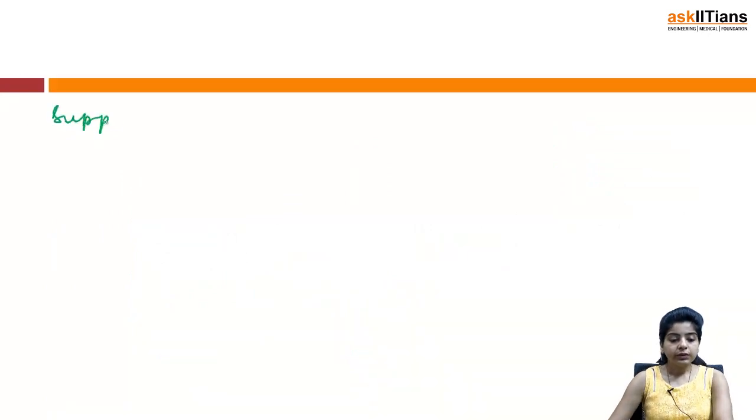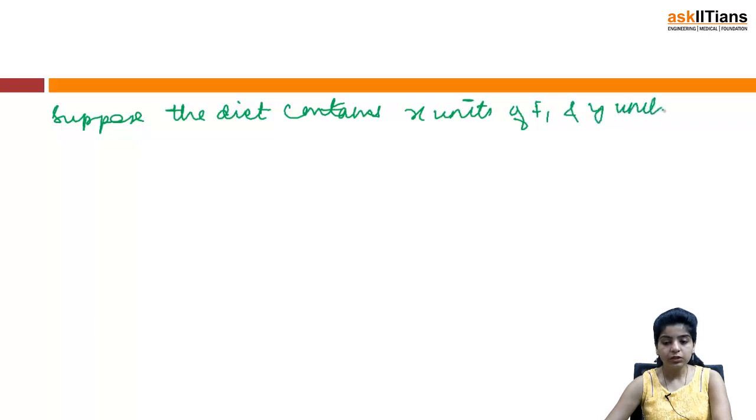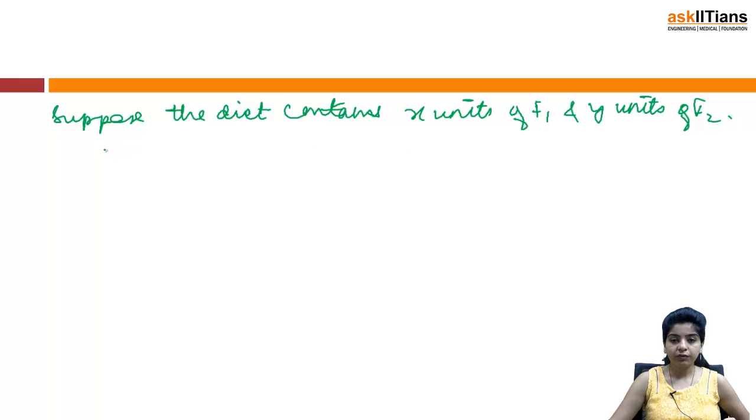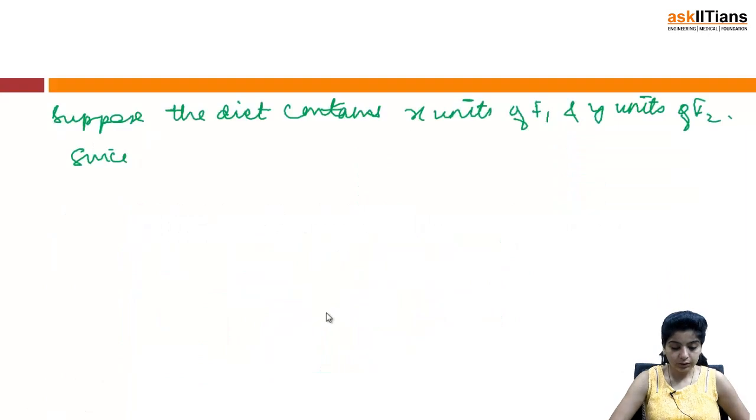Again, suppose the diet contains x units of F1 and y units of F2. So the diet contains x units of F1 and y units of F2. Since 1 unit of F1 contains 10 units of carbohydrate, 20 units of fat and 15 units of protein.